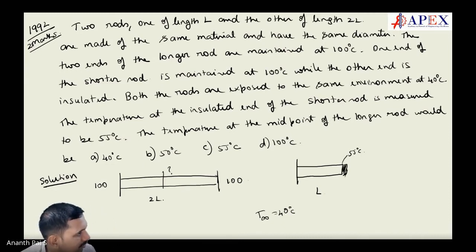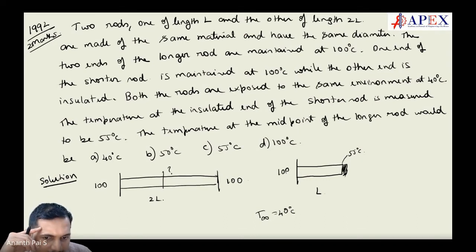T infinity is 40 degrees, right? This is 55 degrees, and this is 100. What do we do? Tendencies to give... Why so? Because the profile will be... Why will it be nearly the same? I think it's right. Let us see. Why is the profile the same?